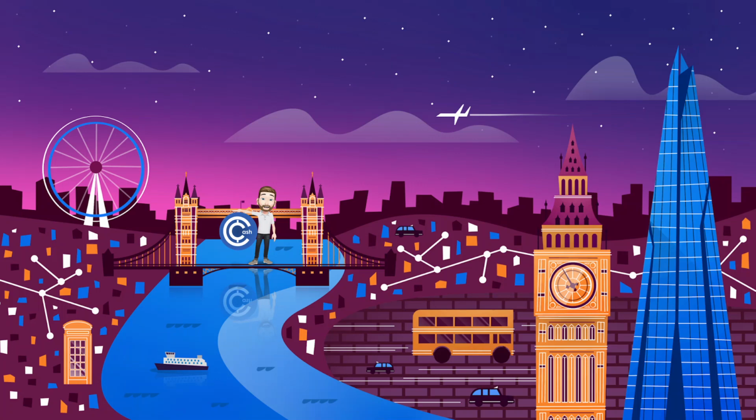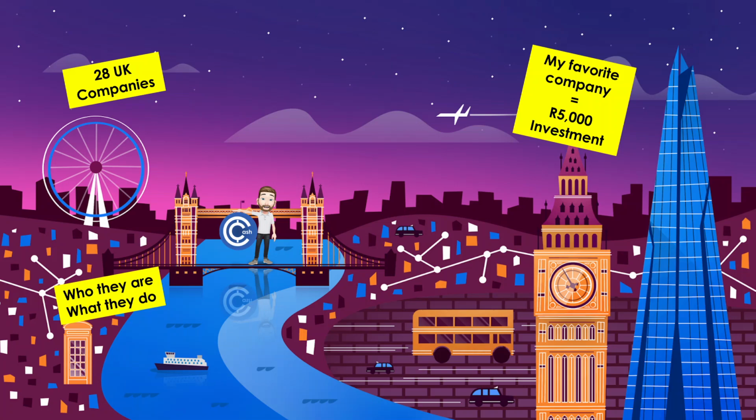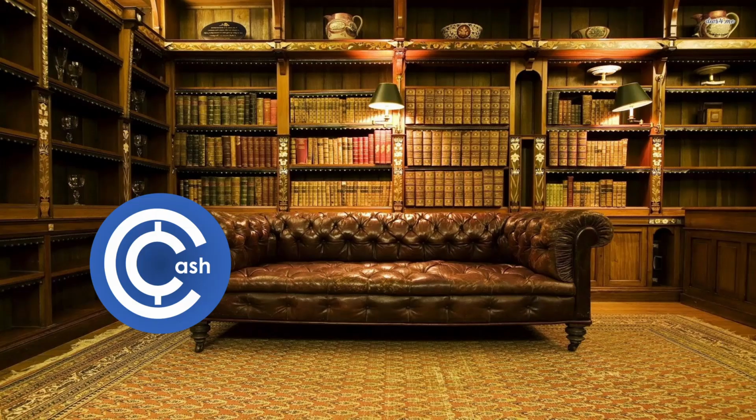So in today's episode, we're going to look first at the UK market, how to transfer money to pounds in Easy Equities, exactly how much it costs, and we're going to break down every one of the 28 companies that are available, who they are, what they do, and at the end of the episode, I'm going to reveal which company is my favorite that we invested 5,000 Rand in. So let's cross the pond and welcome back to Casual Cash.